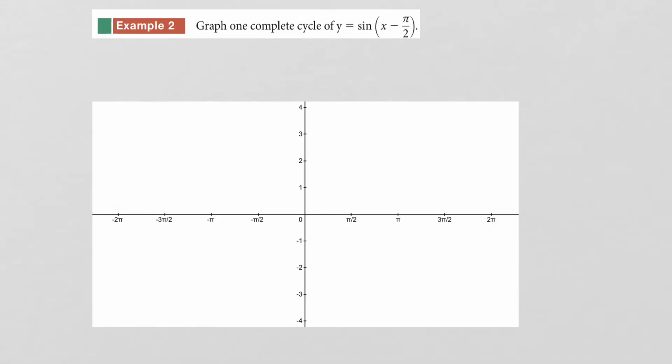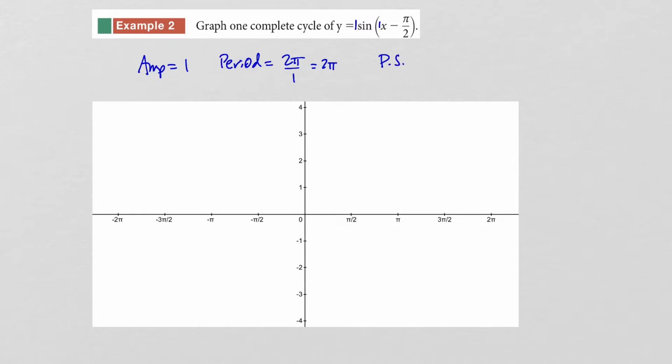Our next example is very, very similar to the last example. In this case here, you'll see that A is 1 and B is 1. So we know that the amplitude is 1. We know that the period is 2 pi divided by 1, which is 2 pi.